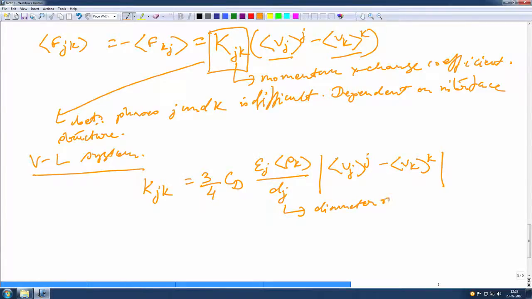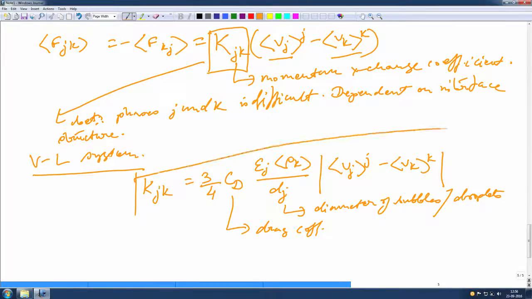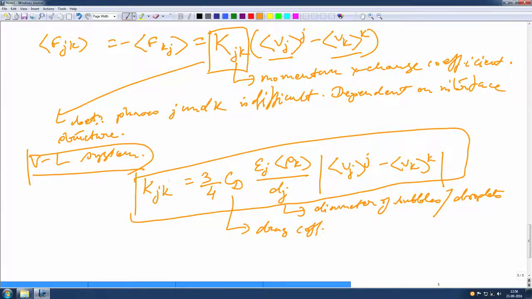Here d_j is the diameter of bubbles or droplets, if it is a system like that. So this is a very ad hoc example. This is the drag coefficient. This is the total expression, so this is one for a liquid vapor system. This can be cast in this particular fashion. So that is one way of casting the whole thing.